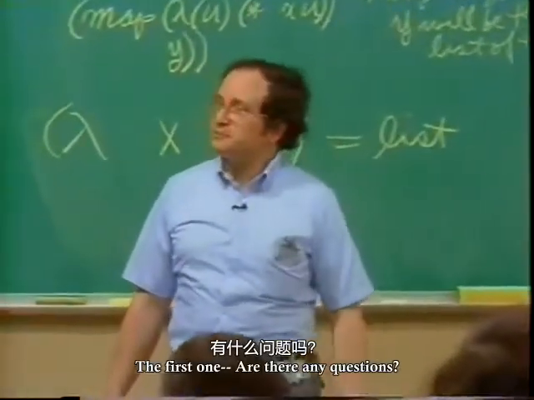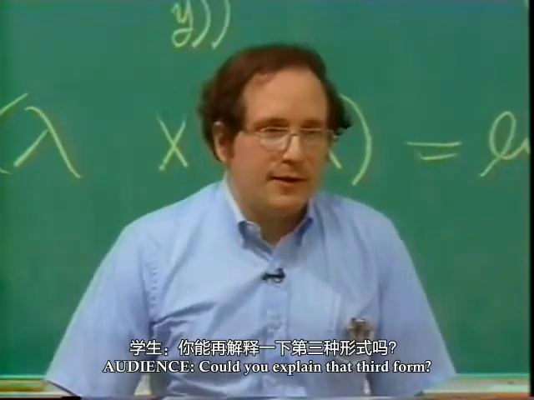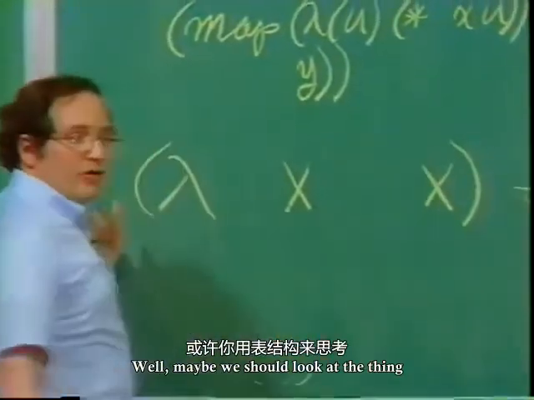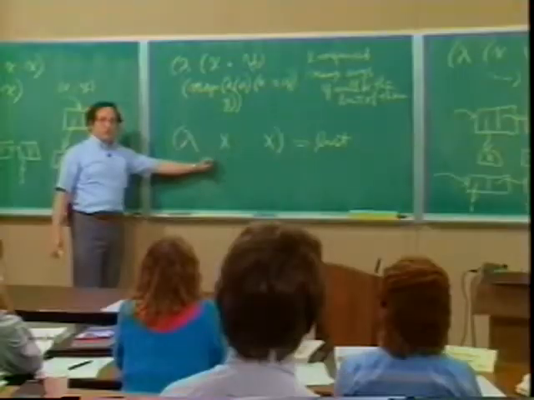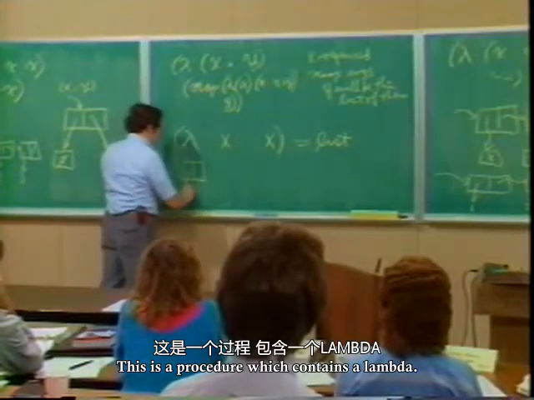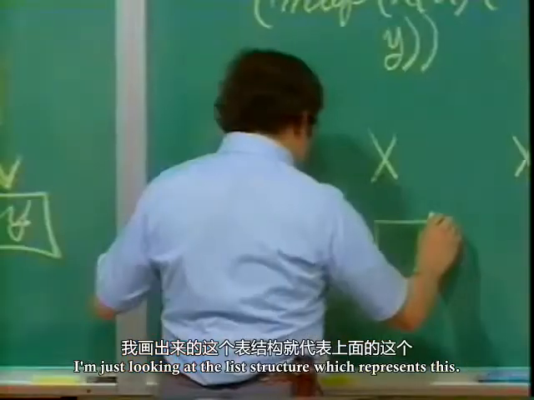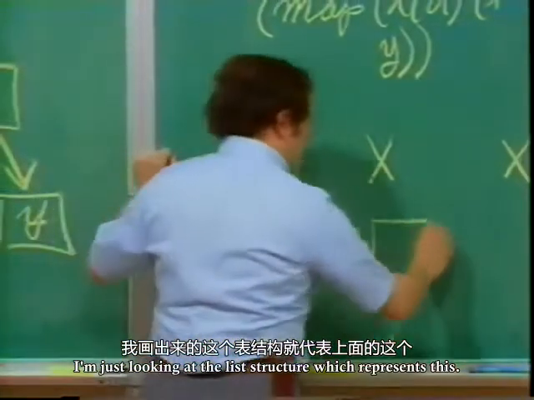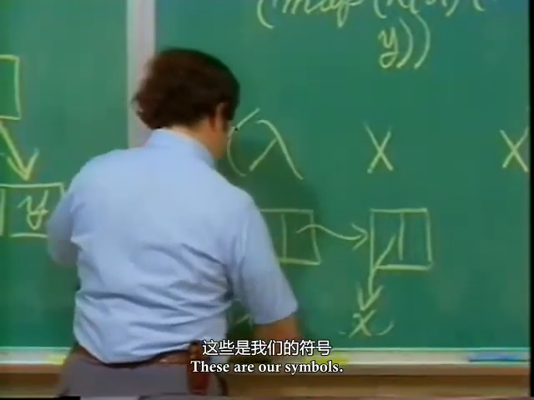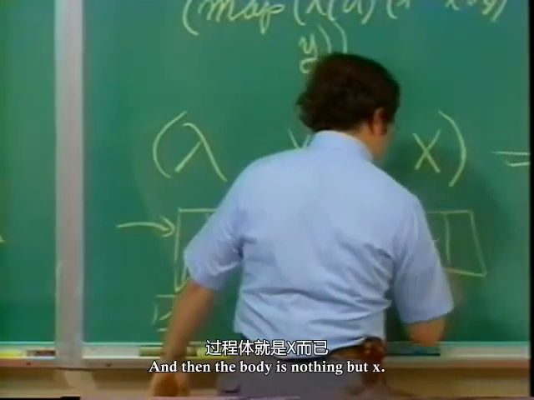The first one. Are there any questions? Yes? Could you explain that third form? The third form, this one? Yes. Okay. Well, maybe we should look at the thing as a piece of list structure. This is a procedure which contains a lambda. I'm just looking at the list structure which represents this. Here's x. These are symbols. And then their body is nothing but x.